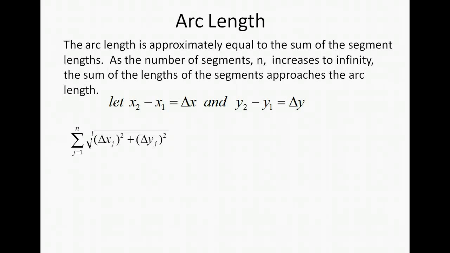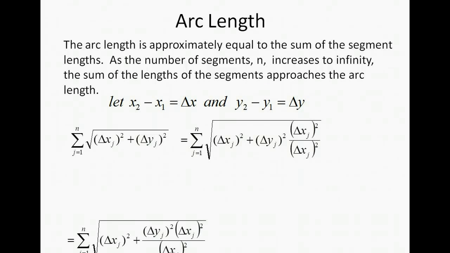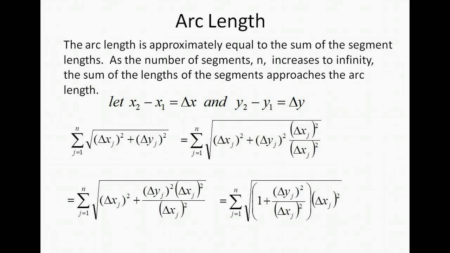And we're just going to do a little bit of algebra on this. We're going to multiply the delta y squared term by delta x squared over itself. So in other words, we're just multiplying that term by 1. Then we're just going to change it about a little bit and pull out the delta x squared, or factor it out. Well, what you should notice is that delta x squared is square rooted, so we're going to take it out from under the radical.